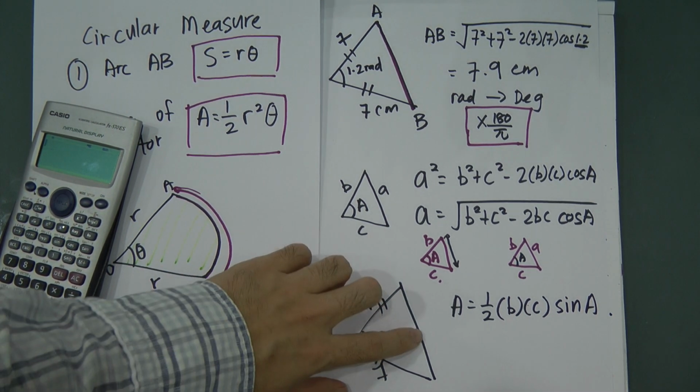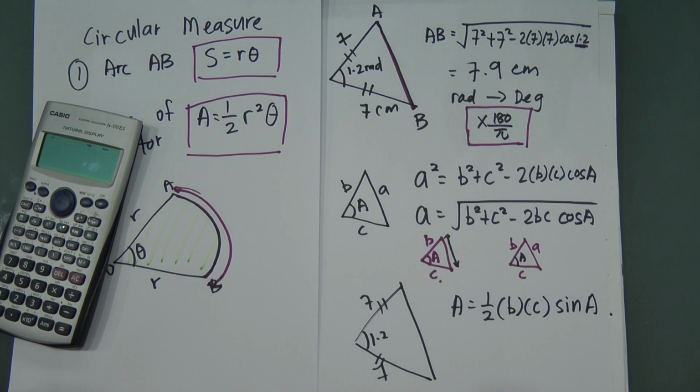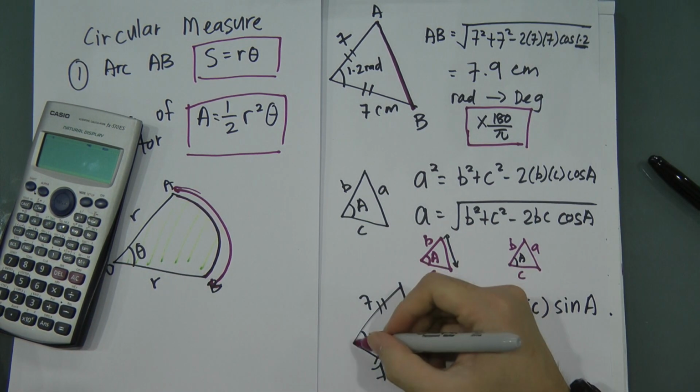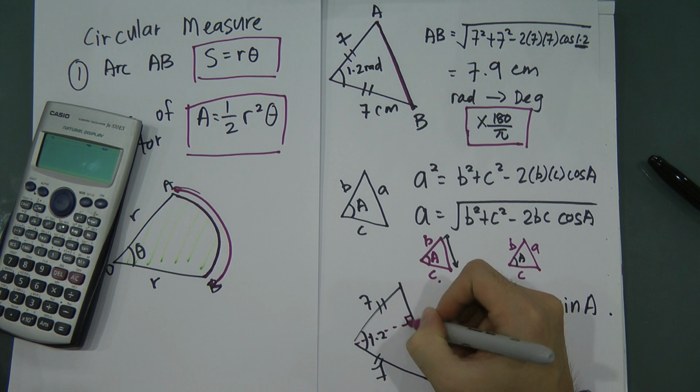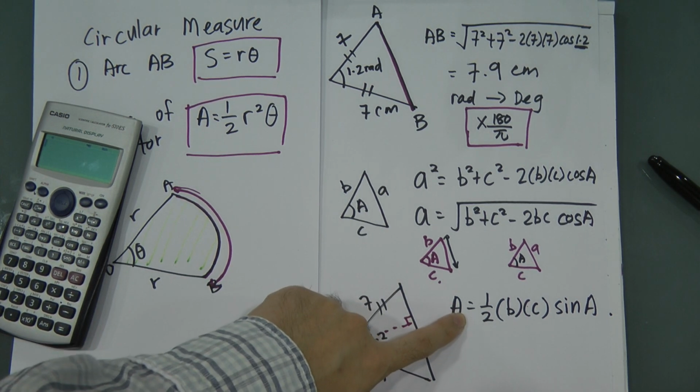Alright, this formula can help you easily find the area of a triangle. Normally, when you find the area of a triangle, you always need to find a 90-degree height, and only then can you use 1/2 multiplied by base multiplied by height. But when you use this formula, you don't need to find the height.